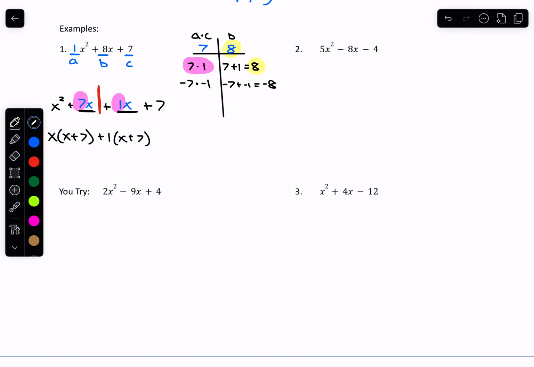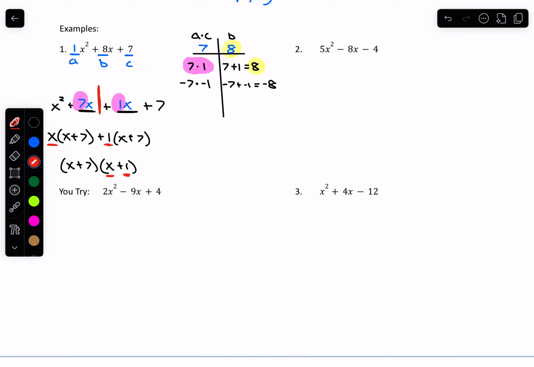Technically, I don't have to pull that 1 out, but writing the 1 there reminds me that in the next step, I'm going to take the x plus 7s and factor those to the front. And I'm going to leave behind the x plus 1, where the x and the 1 were the coefficients in front of the two sets of parentheses. But notice those last two steps are purely factor by grouping.